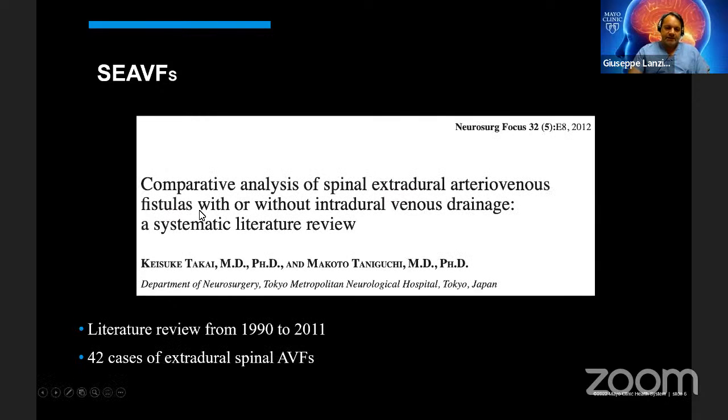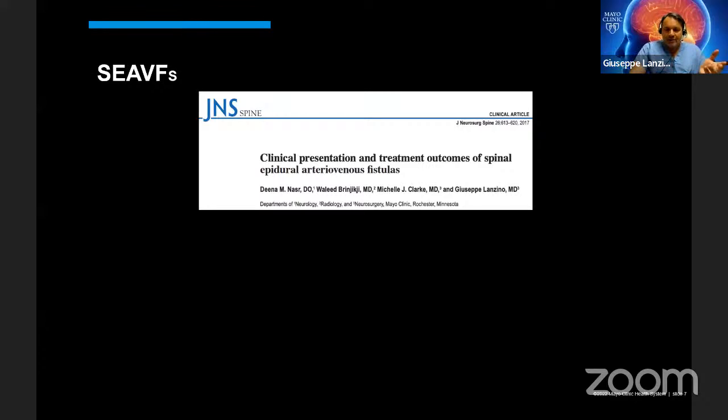Only a few years later, Takai put together a review of the literature from 1990 to 2011 and was able to collect about 42 cases of extradural spinal AVF. But when we looked at our own experience up to 2016, we went from 6 cases in 2009 to 24 cases from our own institution. And since then, they've become more common. And this has not been a single institution experience. This has been corroborated by a multi-institutional series reported from Japan and Korea.